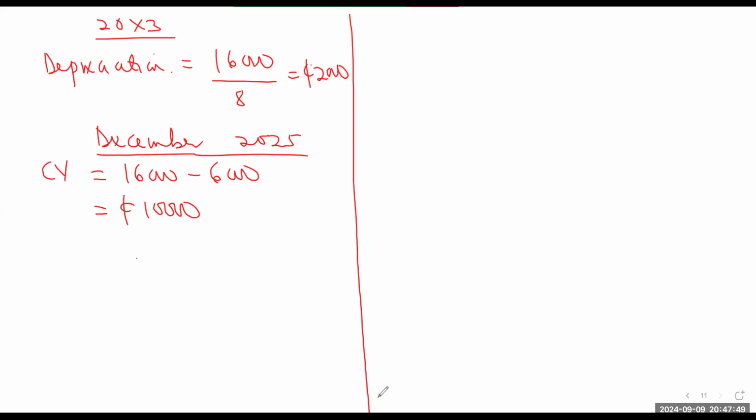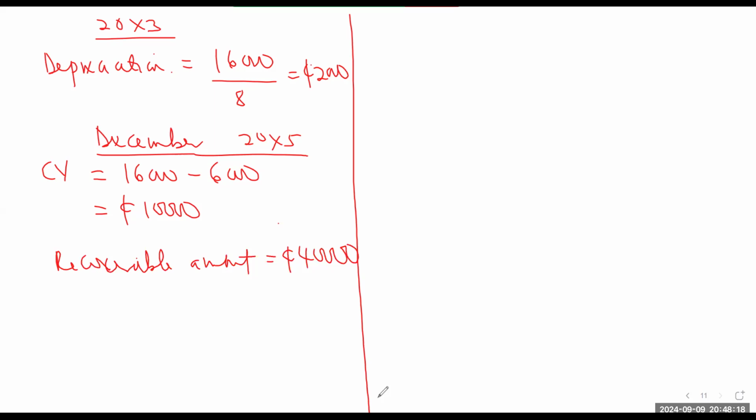But they are saying that at the end of 20X5, the condition that is causing the impairment is no longer available, and they have given us a recoverable amount at that date to be 40,000, isn't it? Okay.